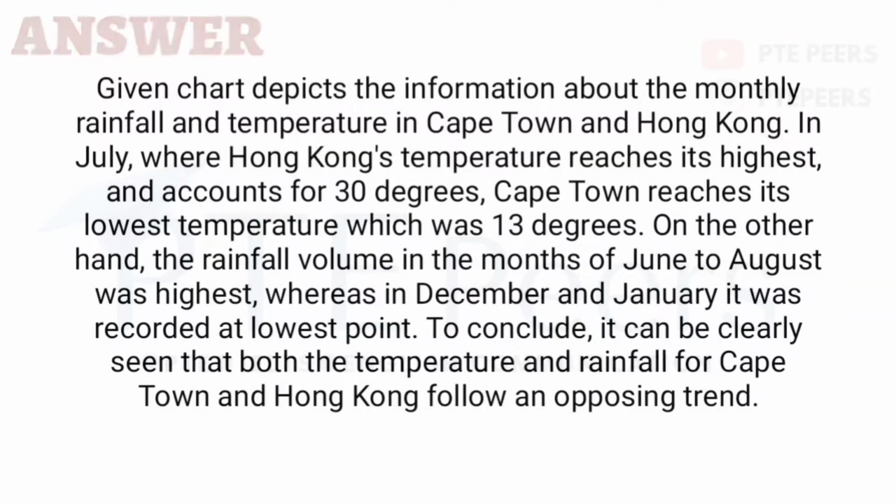Given chart depicts the information about the monthly rainfall and temperature in Cape Town and Hong Kong. In July, where Hong Kong's temperature reaches its highest, and accounts for 30 degrees, Cape Town reaches its lowest temperature, which was 13 degrees. On the other hand, the rainfall volume in the months of June to August was highest, whereas in December and January it was recorded at lowest point. To conclude, it can be clearly seen that both the temperature and rainfall for Cape Town and Hong Kong follow an opposing trend.